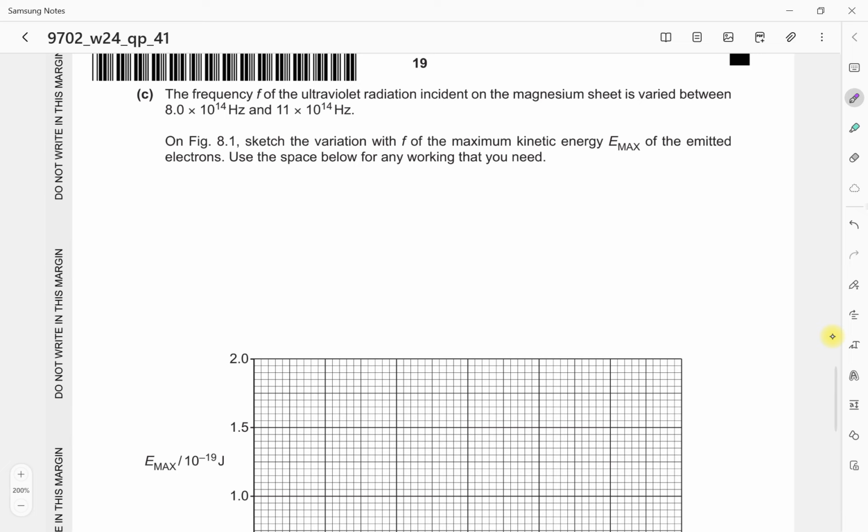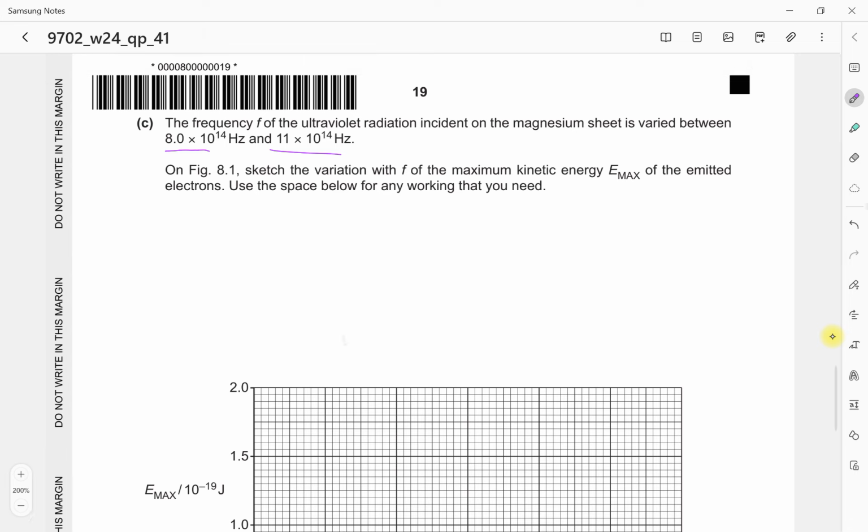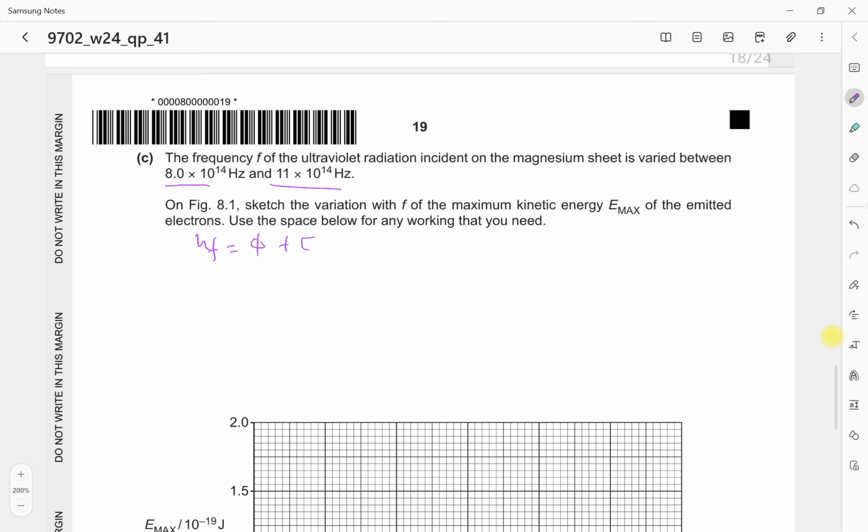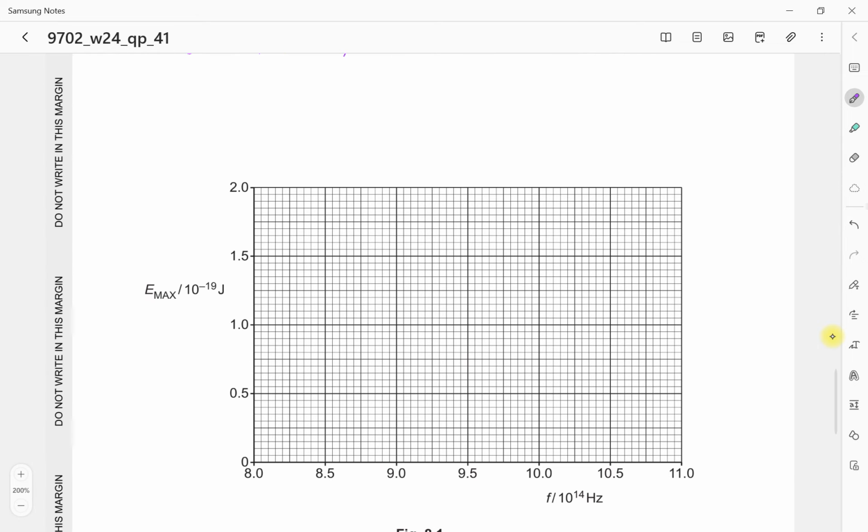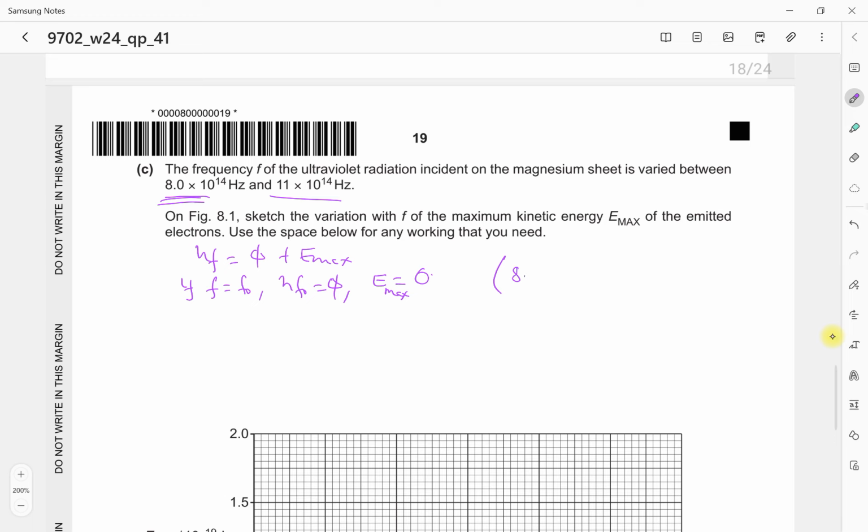The frequency f of the ultraviolet radiation incident on the magnesium sheet is varied between 8 times 10 to the power of 14, that's the threshold, and 11 times 10 to the power of 14. On the figure, sketch the variation with f of the maximum kinetic energy Emax of the emitted electrons using the space below. Of course, we know that hf equals the work function plus Emax. If f equals f naught, that is just threshold, it means h f naught is equal to the work function, and the maximum kinetic energy is going to be 0. So when the frequency is 8 times 10 to the power of 14, maximum kinetic energy is 0. So we have a point, because this is maximum kinetic energy against f, which is 8.0.